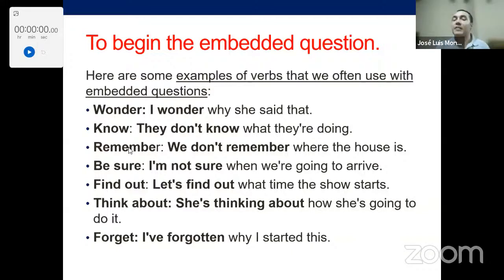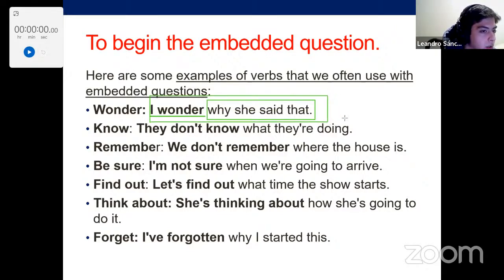Perfect, thank you. Now, let's do this exercise. These are embedded questions, right? Why? Because there's a question that is embedded, put together next to a statement in this case. So what is in bold is a statement. What is in normal font is the question. So what is the real question here? This question is embedded, so what is the real question in why she said that, Leandro? What is the question without being embedded? This one over here. Why she said that?